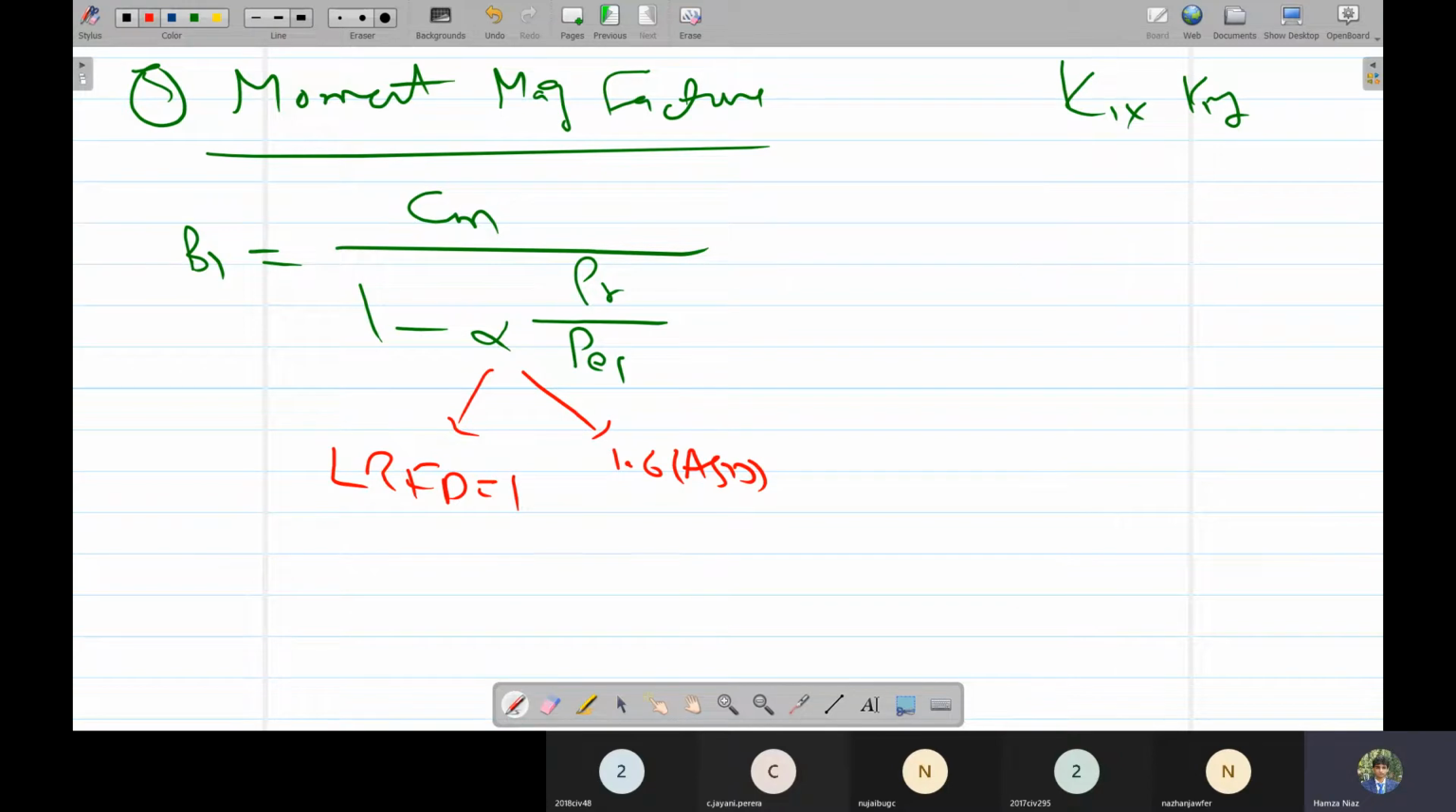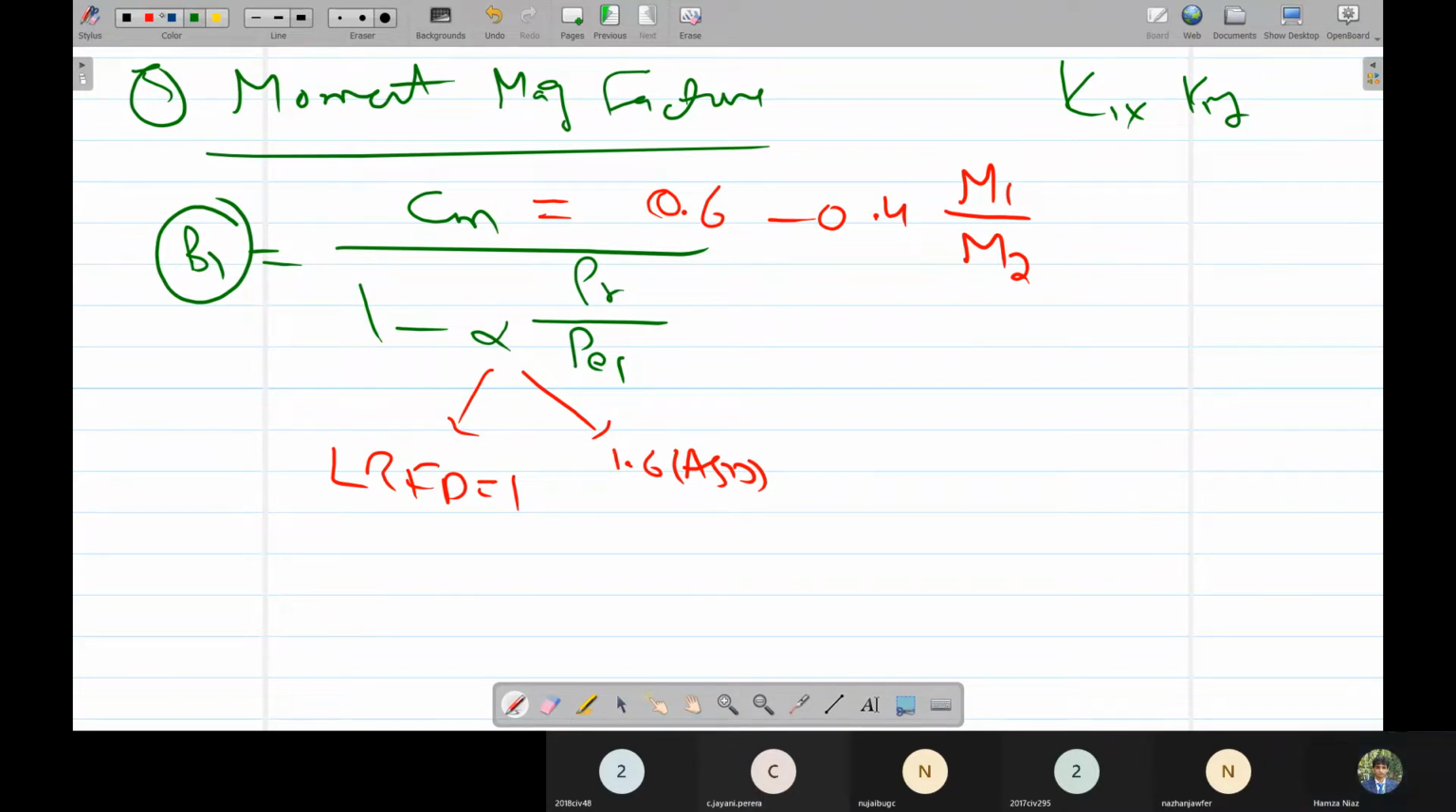And Cm. Cm is equal to 0.6 minus 0.4 M1 over M2. You have to memorize this formula. It is not given in the book. It is written that we can conservatively take Cm as 1, but that would result in a much higher value of B1. Our section most probably fails in that case. So you have to memorize this formula.